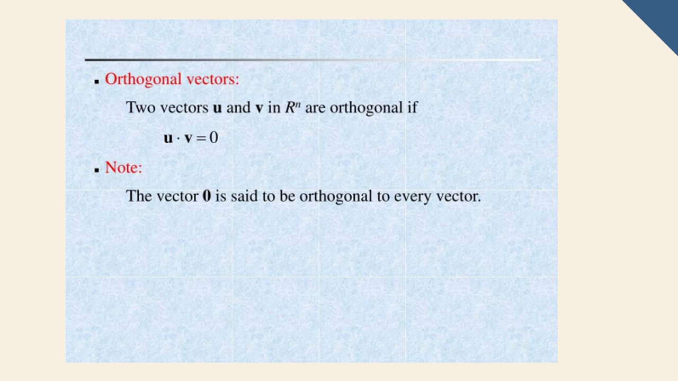Okay, orthogonal vectors. Two vectors are called orthogonal if their dot product equals 0. In simple words, orthogonal is just a fancy math word for perpendicular, or forming a perfect right angle with each other. Also, remember this special rule: the zero vector is considered orthogonal to every other vector, since dotting anything with the zero vector always gives us zero.